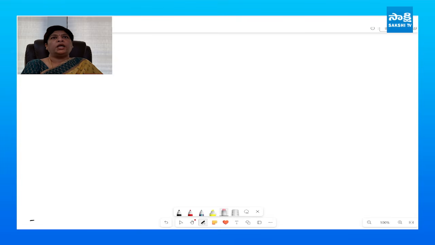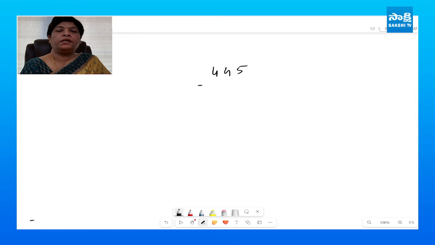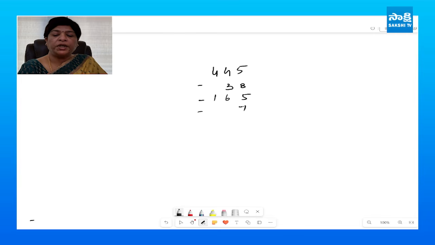Now let's look into case 2, one positive number and multiple negative numbers. So, 445 minus, let's say 38, minus 165, again a minus of 7. So here we have 3 negative numbers and 1 positive number.